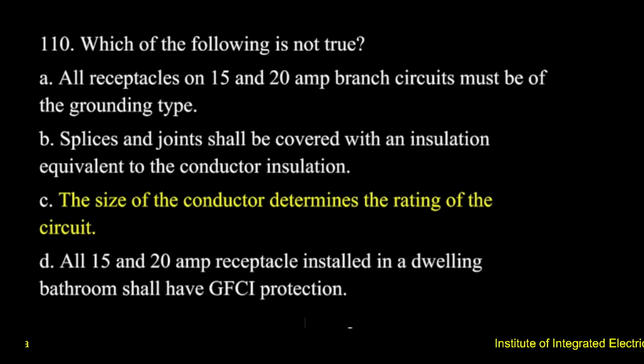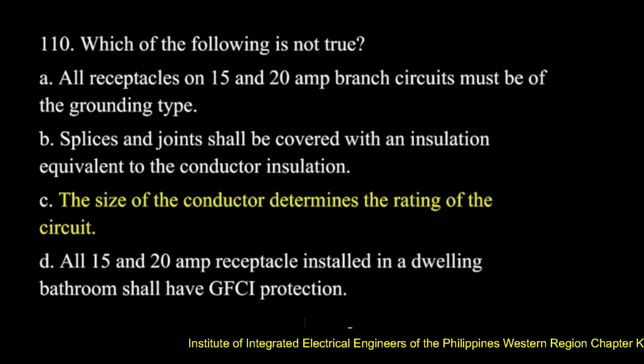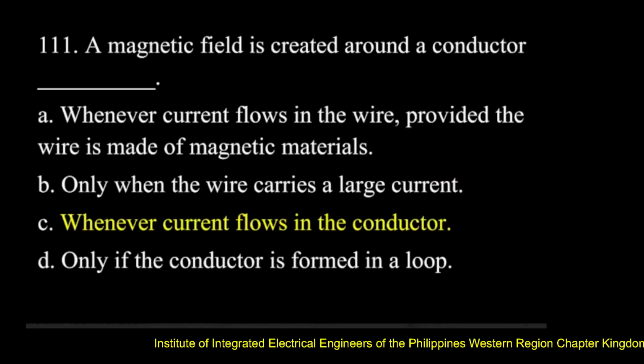Which of the following is not true? A. All receptacles on 15 and 20 amp branch circuits must be of the grounding type. B. Splices and joints shall be covered with an insulation equivalent to the conductor insulation. C. The size of the conductor determines the rating of the circuit. D.